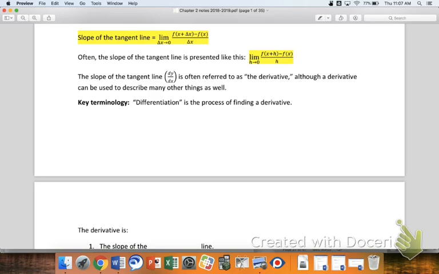Down here, this note I think is pretty important. The slope of the tangent line, dy dx, is often referred to as the derivative, although a derivative could be applied to lots of other stuff. We've already looked at a couple of them: velocity, acceleration, lots of other different ways that this could look. Key terminology here. This is just to save you. I'll be real nice if you tell me, hey, we need to derive that.